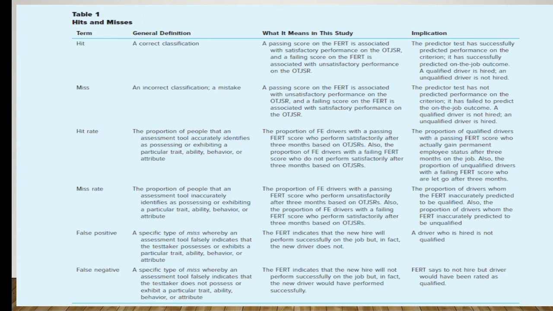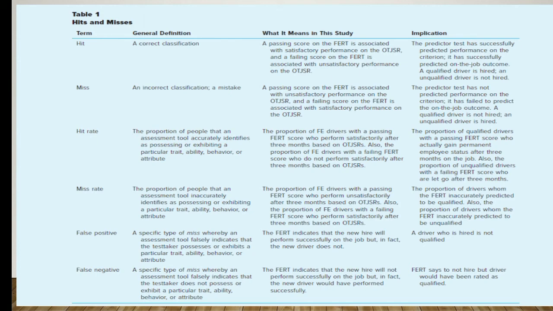The false positive, a specific type of miss whereby an assessment tool falsely indicates that the test taker possesses or exhibits a particular trait, ability, behavior, or attribute. The false negative, a specific type of miss whereby an assessment tool falsely indicates that the test taker does not possess or exhibit a particular trait, ability, behavior, or attribute. So as you can see from the table, you can read what it means in the study and all its implications accordingly. So please take time to read.